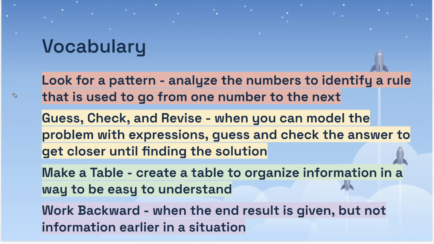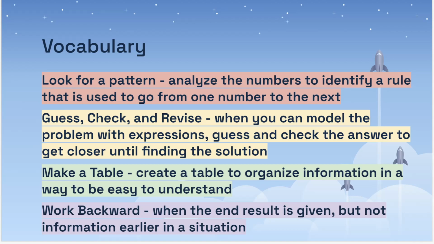So I'll read these really quick. Look for a pattern. Analyze the numbers to identify a rule that is used to go from one number to the next. Guess and check. When you can model the problem with expressions, guess and check the answer to get closer until finding the solution. Next, make a table. Create a table to organize information in a way to be easy to understand. And work backward. When the end result is given, but not information earlier in a situation, you can work backwards.